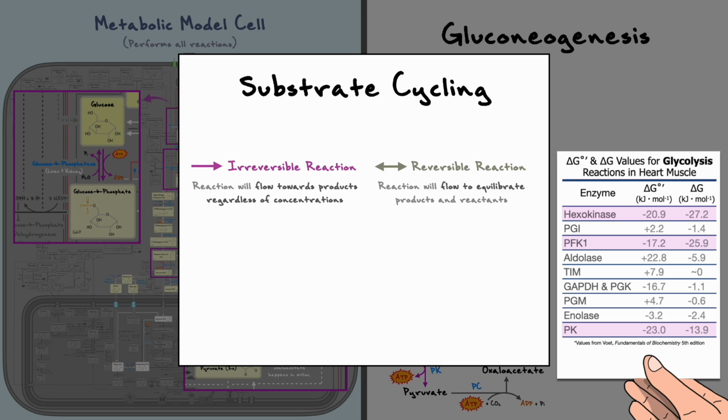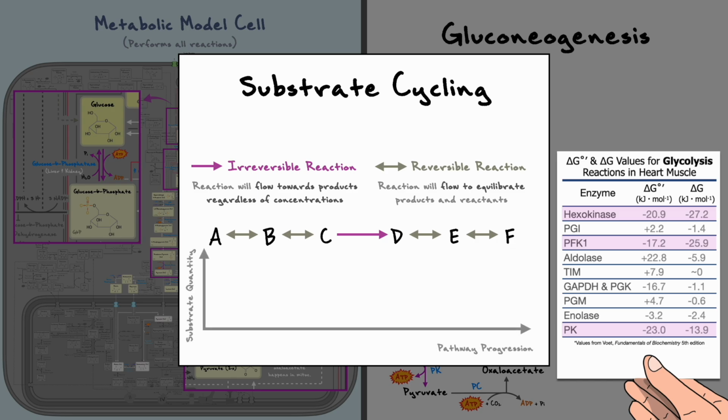To illustrate why this can potentially be an issue for cells, let's consider this small pathway of A producing F through various intermediate steps, with one being irreversible. Let's also consider a hypothetical plot of substrate quantity along the progression of the pathway. So, if we imagine that we start with some amount of A, this amount will equilibrate between A, B, and C, as all of the reactions linking them are reversible.